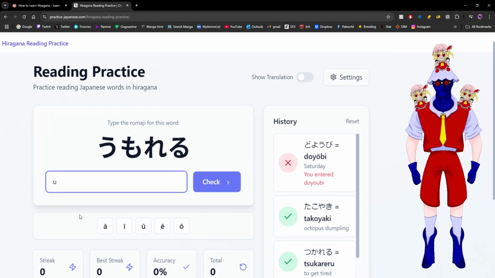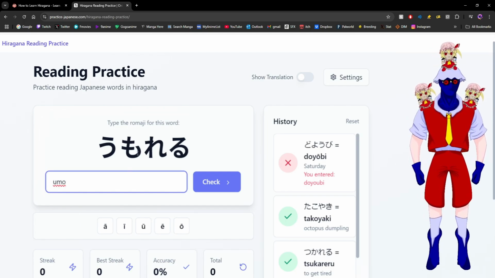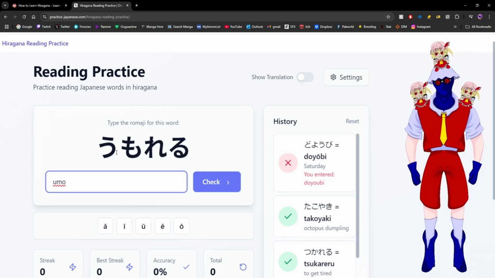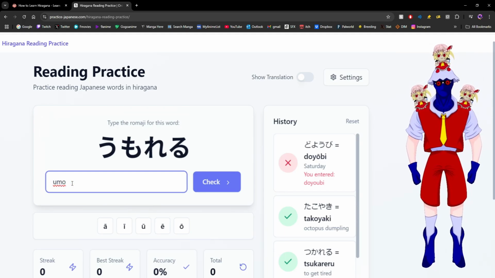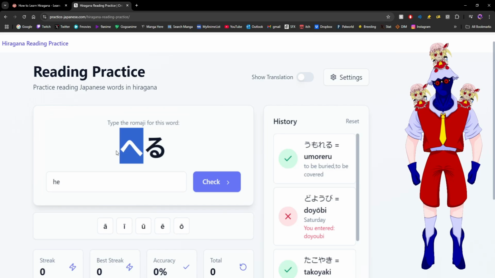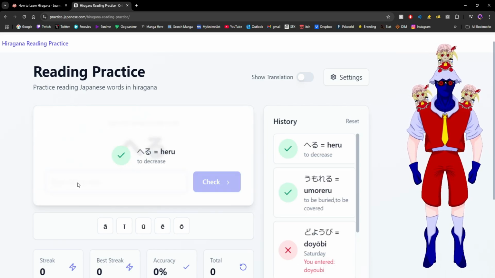So we have mo, it looks like a hook, a fishing hook. When you fish, you want more fish. More fish. This is how I remember it. Mo, and then re, ru. We have a he, hill, it looks like a hill, but what if the hill was from hell? He, hill. Heru, to decrease.